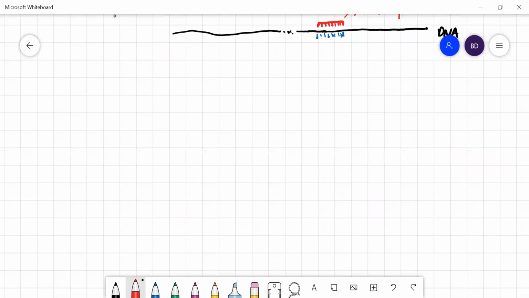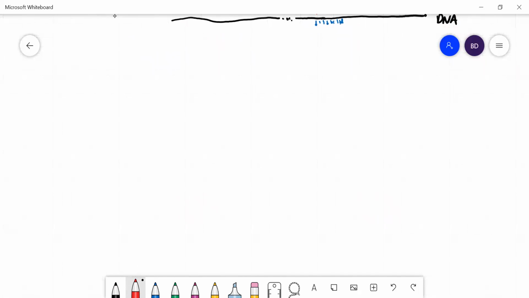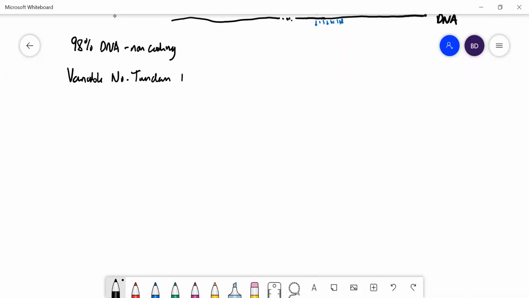And he knew there were certain sequences in human DNA. As you know, something like 98% of human DNA is non-coding. And a lot of that is quite repetitive stuff. And there are things called variable number tandem repeats.